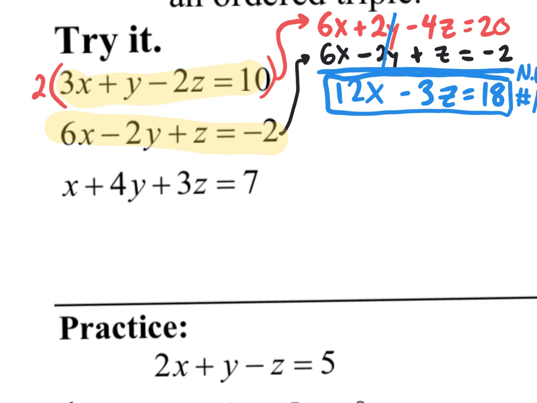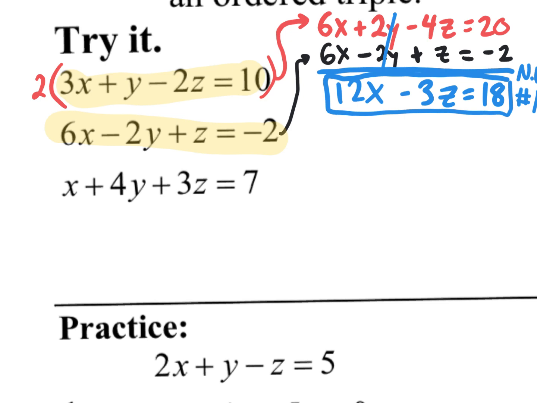Multiply by 3 and the top one by 4? Well, it depends. For this y to cancel, because we want y's to cancel, we'd have to multiply this whole equation by 2. That would give us a negative 4y, right? Or we could multiply the top equation by negative 4. That way it would cancel with this 4y. Does that make sense?